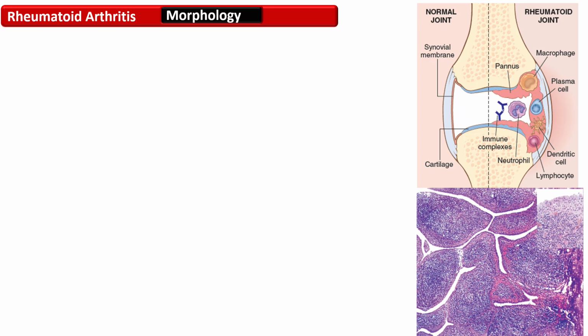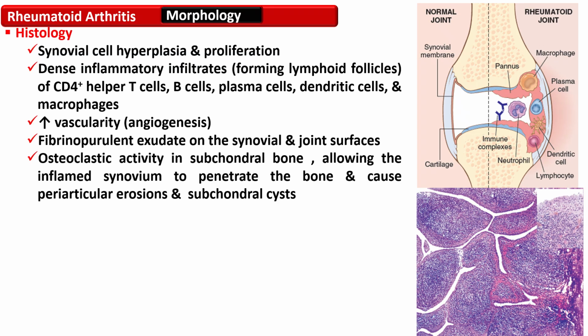So the histopathological features of rheumatoid arthritis are synovial hyperplasia and proliferation, inflammatory infiltrate presence, angiogenesis, presence of fibrinopurulent exudate, and osteoclastic activity.